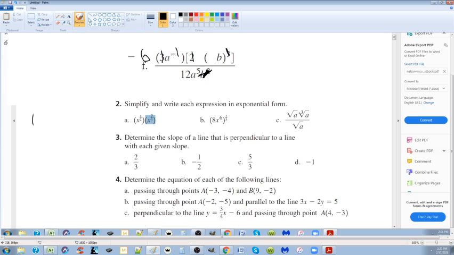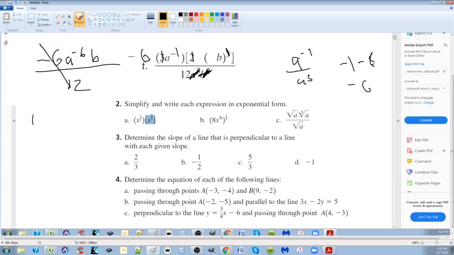And then we've got a to the minus 1 with an a to the 5. Well, a to the minus 1 over a to the 5, the rule is we subtract their exponents. So we get minus 1 minus plus 5, which is the same as minus 5. We get minus 6. So up top, we're left with a to the minus 6, b to the 1. And down below, there's no more a's. There's just 12.